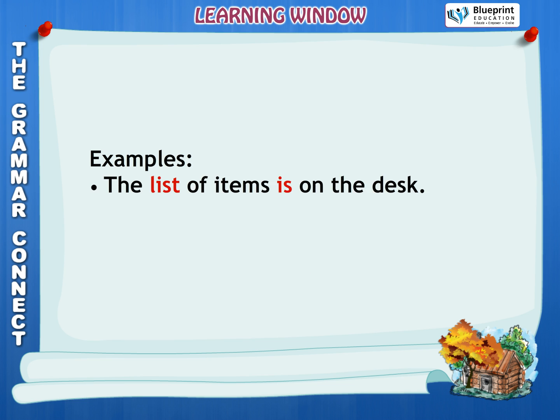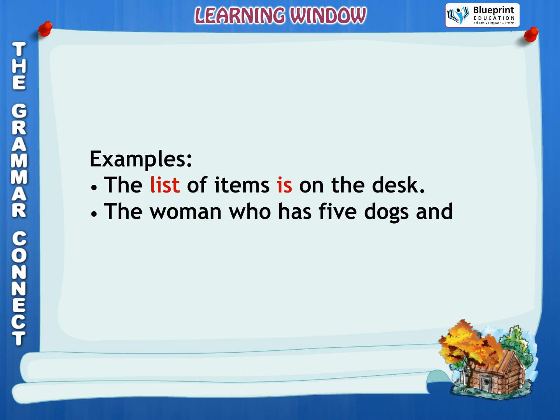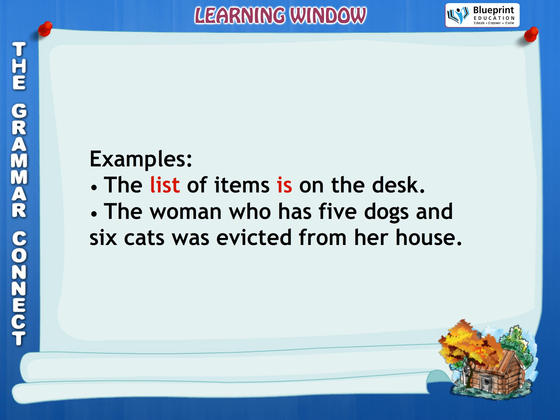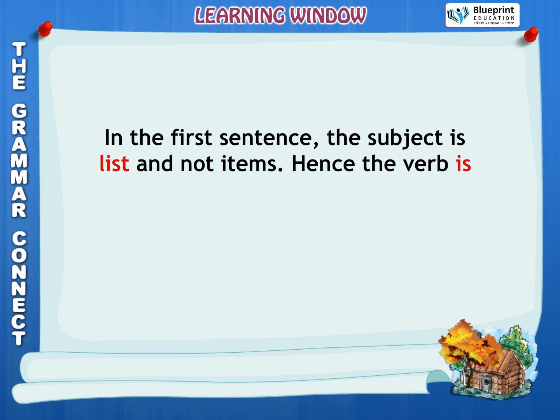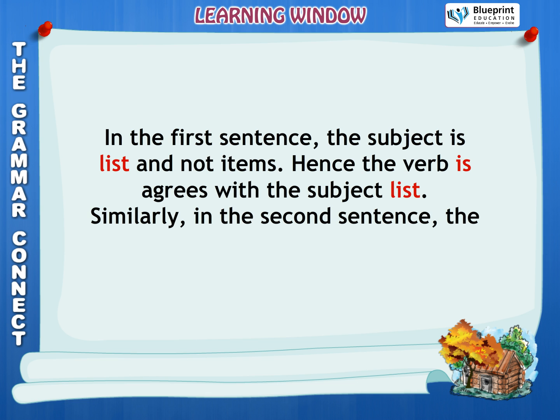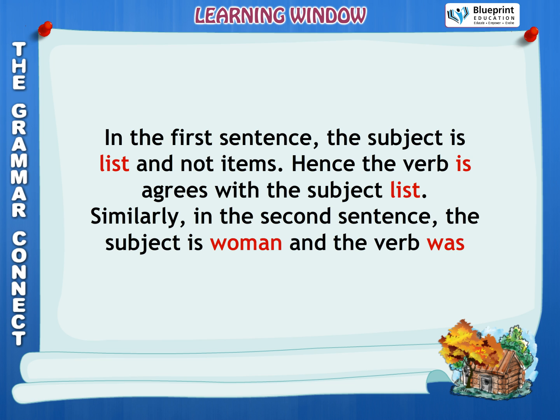Examples: The list of items is on the desk. The woman who has 5 dogs and 6 cats was evicted from her house. In the first sentence, the subject is list and not items. Hence, the verb is agrees with the subject list. Similarly, in the second sentence, the subject is woman and the verb was agrees with it.